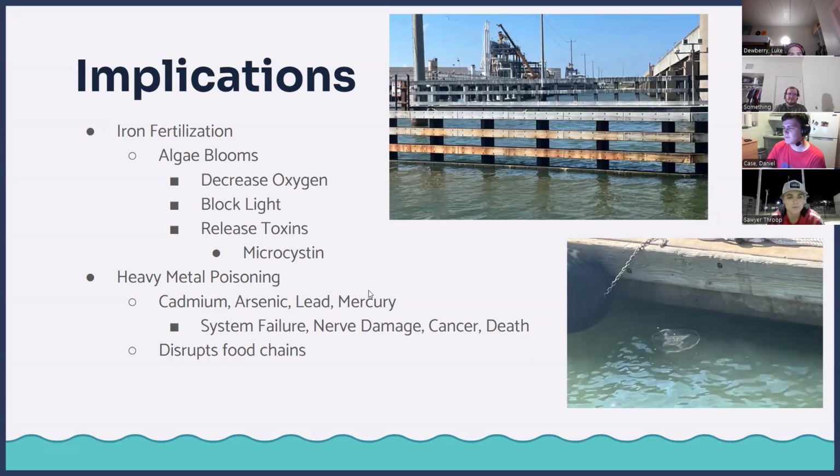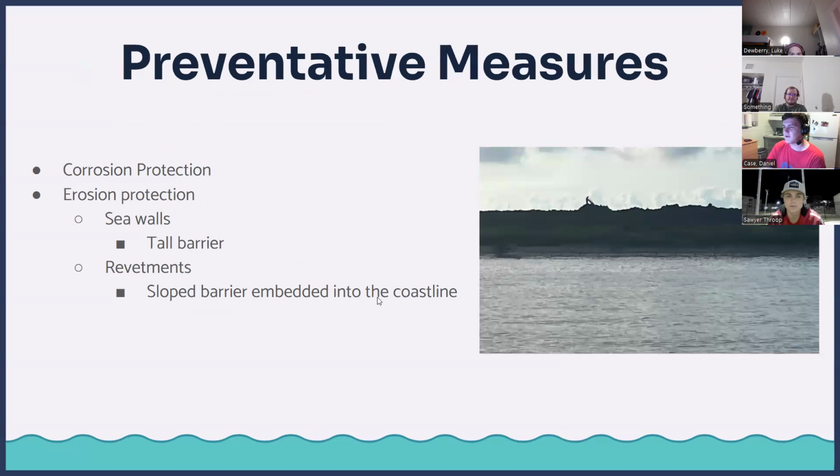The most common heavy metals that are prevalent in soil and water pollution are cadmium, arsenic, lead, and mercury. They are very neurotoxic and can quickly cause death in aquatic animals and can disrupt the food chain. In order to prevent these ecological disasters, you can either try to prevent the corrosion from happening directly, or, if that's not possible, barriers between the water such as seawalls and revetments can be used to prevent erosion, which can also be effective.